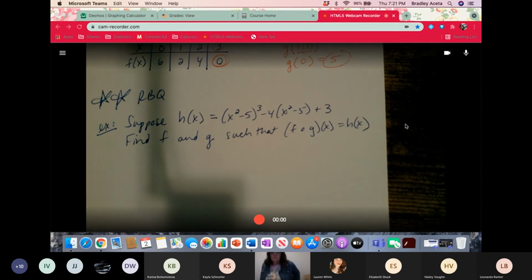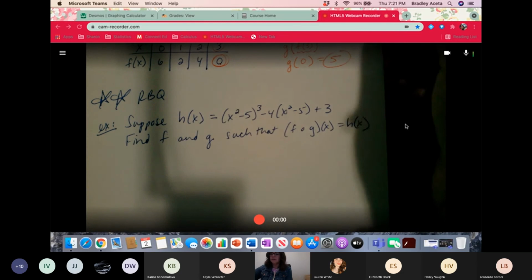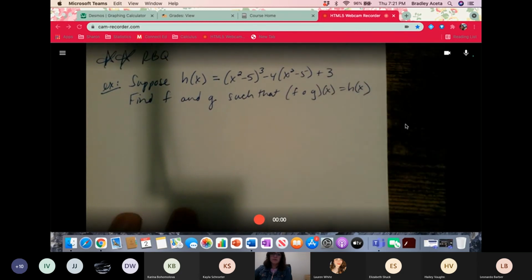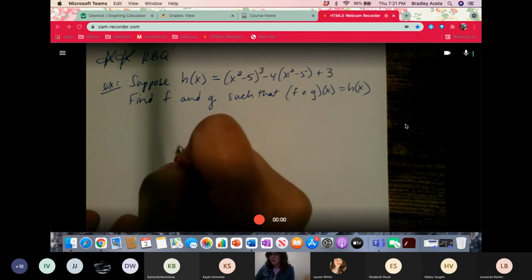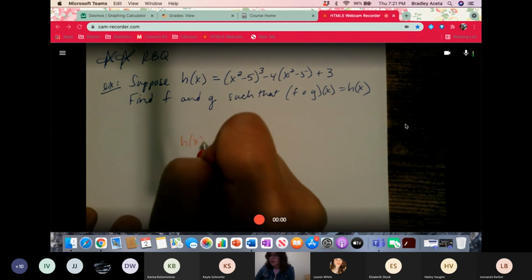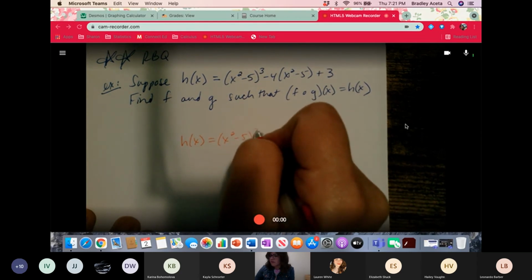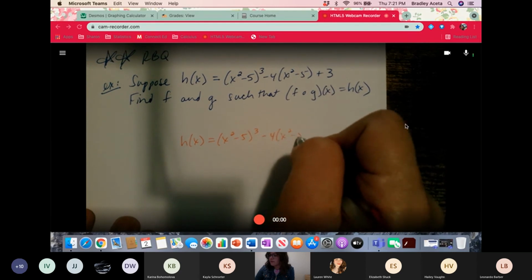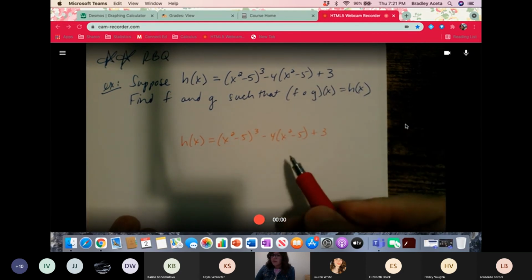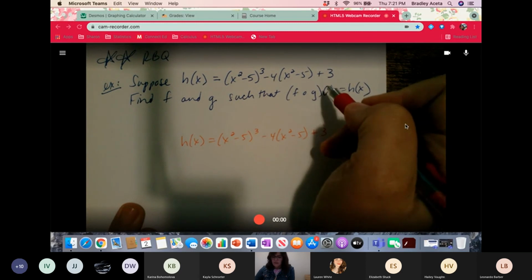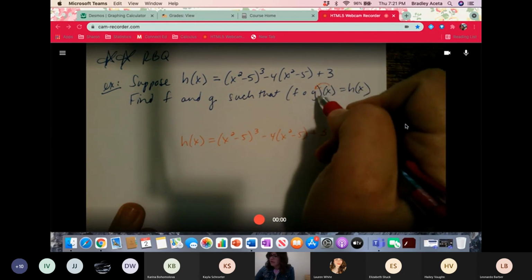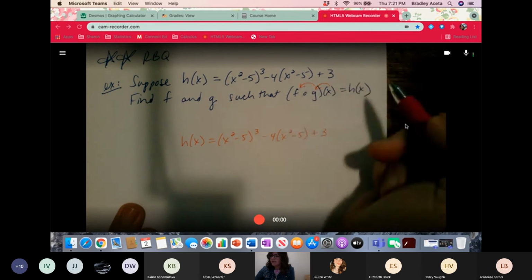Don't let this be intimidating. It's not really that bad. It's kind of like a puzzle. Yeah, I think of it as a puzzle. But here's what they're asking. They've given you an h of x. They've given you this big, nasty looking function, x squared minus 5 cubed minus 4 times x squared minus 5 plus 3. They're asking you to find some g of x function that you had to plug into f.